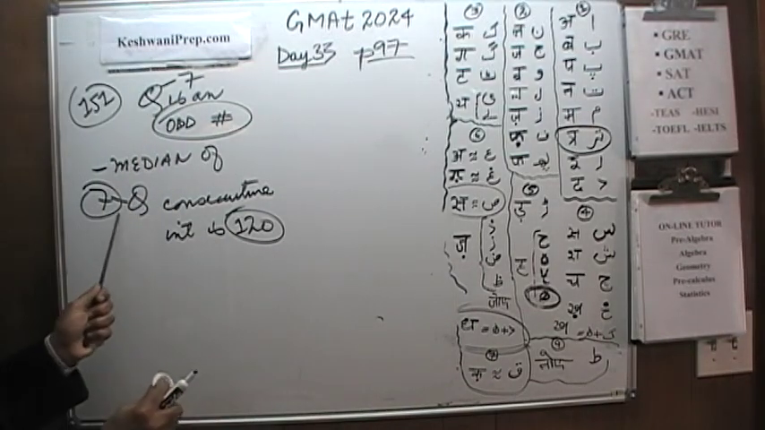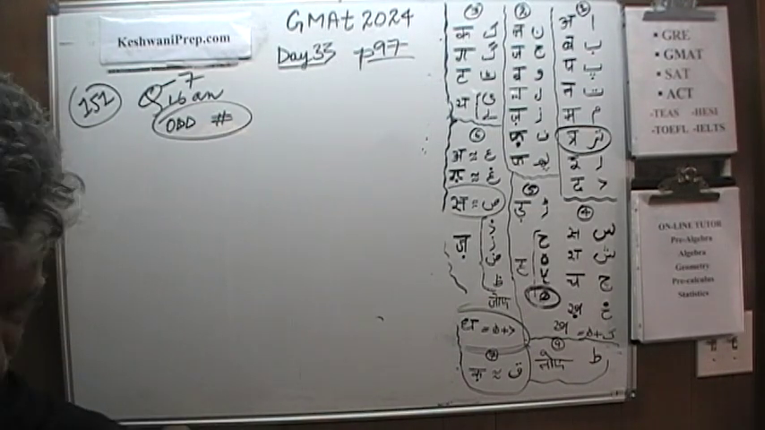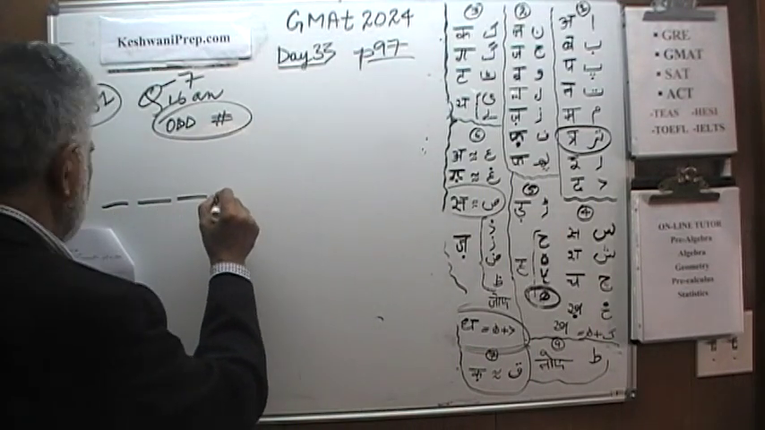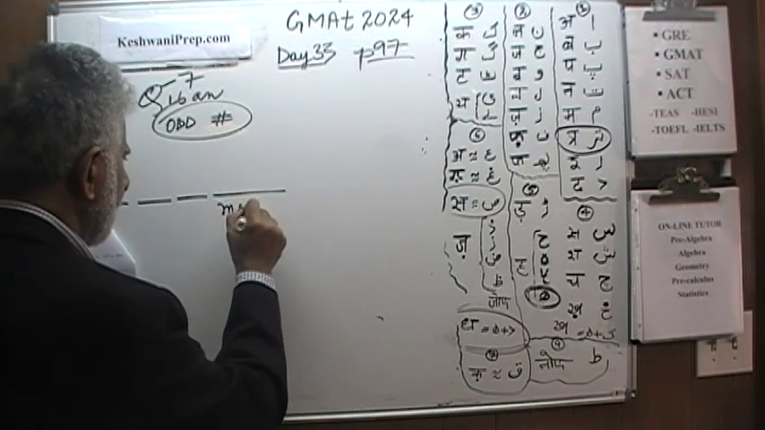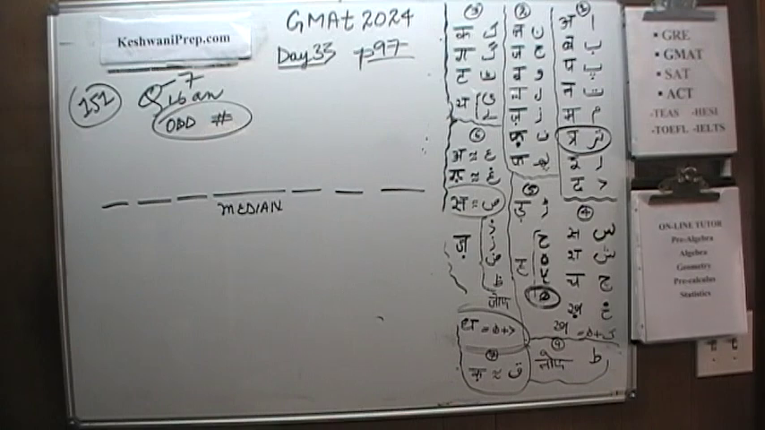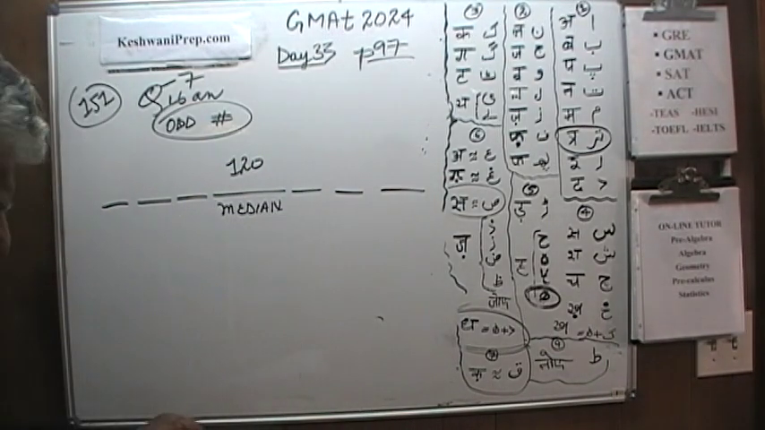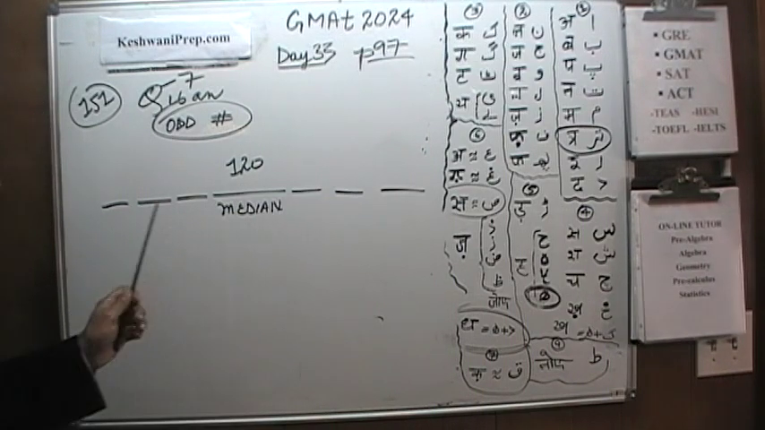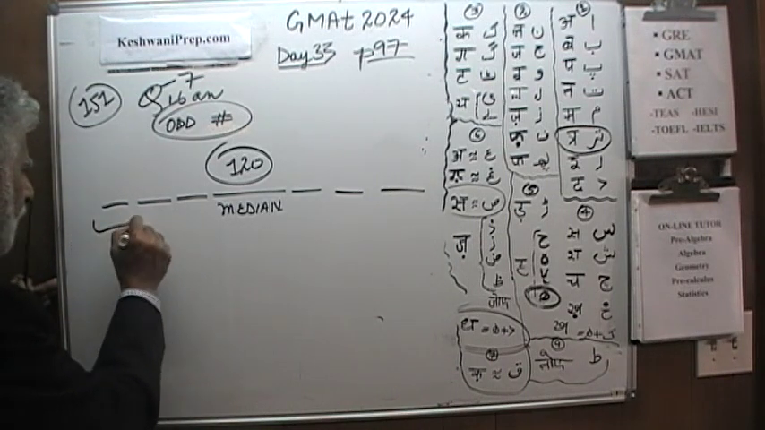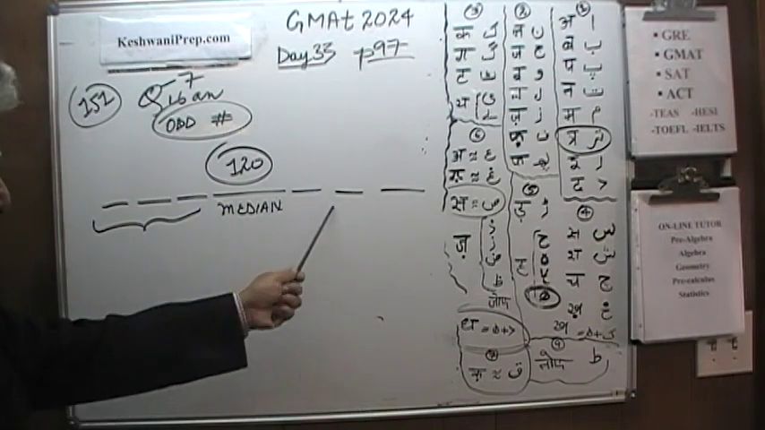So we have seven consecutive numbers, and we are interested in finding the median. So here are the 7 numbers. 1, 2, 3, 4. That's the median. 5, 6 and 7 because there are 7 of them. We already know that this is 120. The question is, if this median is 120 and we have 7 of them, how many are on this side? 3 of them obviously. 3 on this side, 3 on that side.